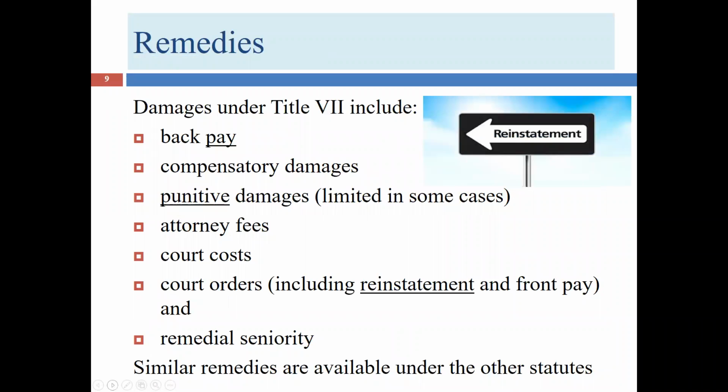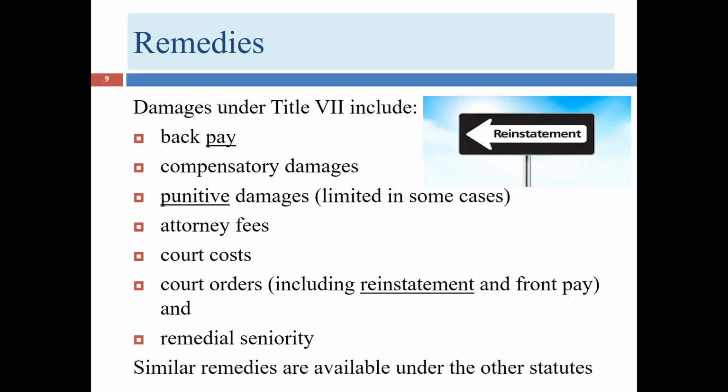Now we're going to discuss the remedies that are available under these three statutes. These are the specific remedies under Title VII, but the remedies under the other statutes and also the Equal Pay Act are pretty similar. So let's go through them. This is not so much to focus on exactly how the calculation is made, because that requires a deeper dive, but just to get an idea about what the buckets, or possible categories of recovery, might be.